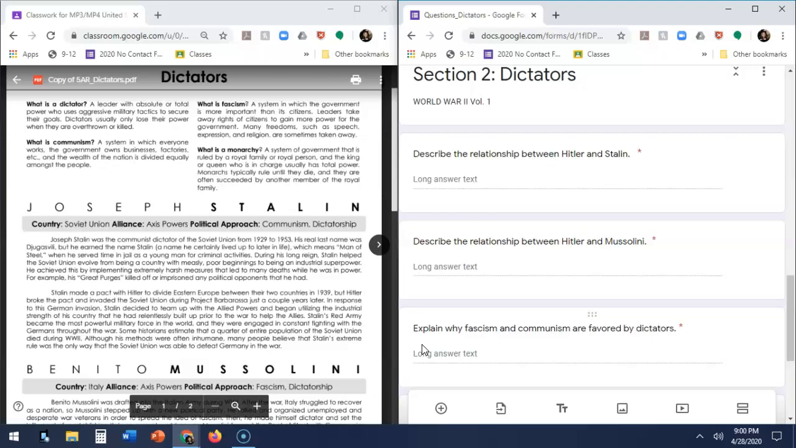What is fascism? A system in which the government is more important than its citizens. Leaders take away rights of citizens to gain more power for the government. Many freedoms, such as speech, expression, and religion, are sometimes taken away.